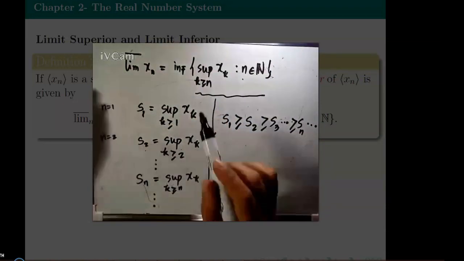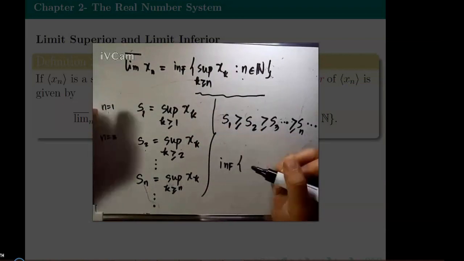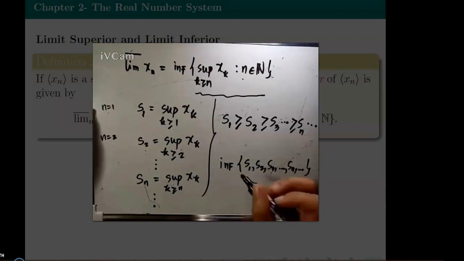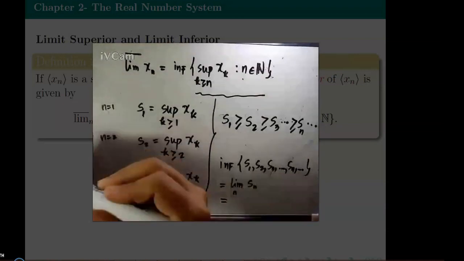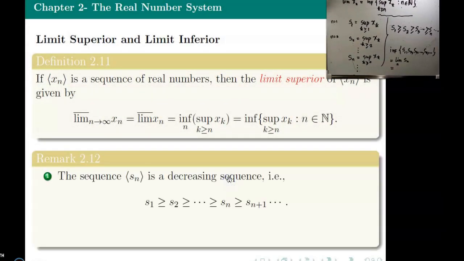And then after that one, we will get the infimum. So next is to get the infimum of this sequence here, s sub 1, s sub 2, s sub 3, s sub n, and so on. So this is just equal to the limit of s sub n for all n. So that is the lim sup of x sub n. Okay. So let's have here the remark.